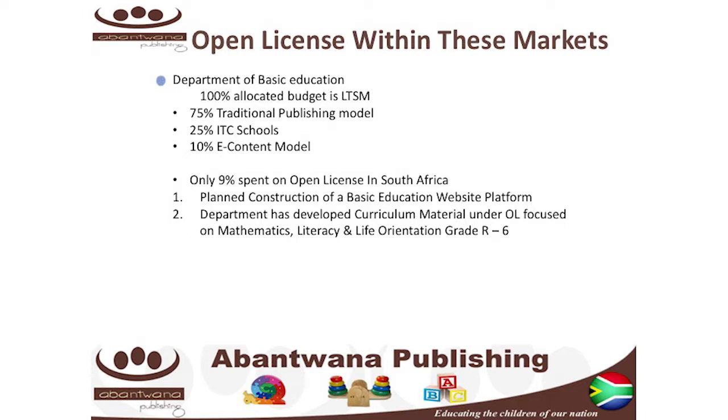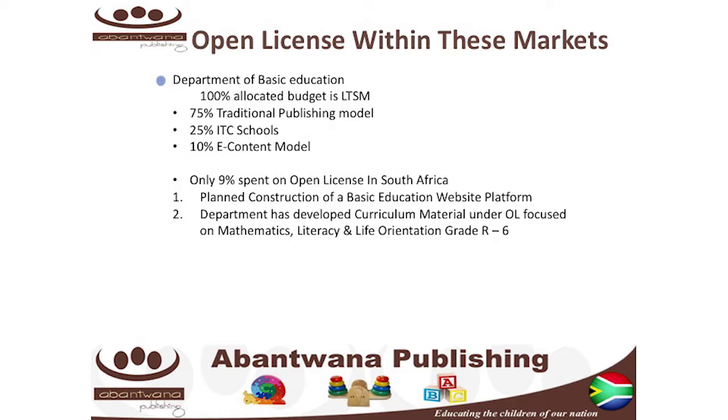The second one is actually that the department has started to develop curriculum material under open licensing, but mainly focus on mathematics, literacy, and life orientation, those being what we call the critical subjects, as there's a need for more mathematical literacy and life orientation. And unfortunately, I see science is also not here, but science also does play a big role in it. And you'll notice that the department has started investing heavily within the sector of grade R up to grade 6. So it's just different materials that have been created, learner books, teacher guides in that space.